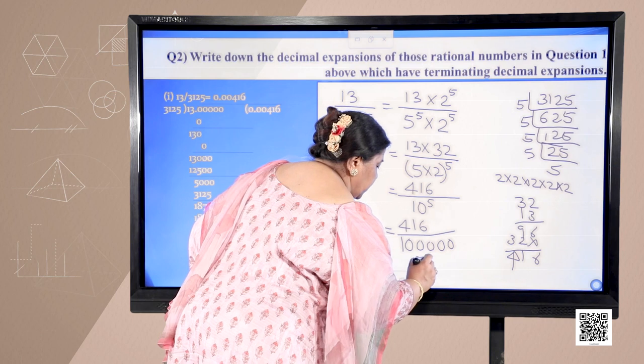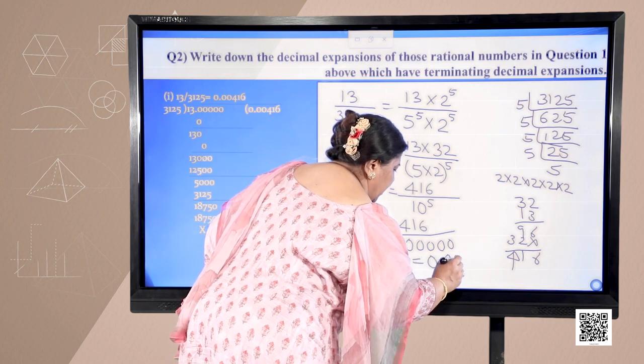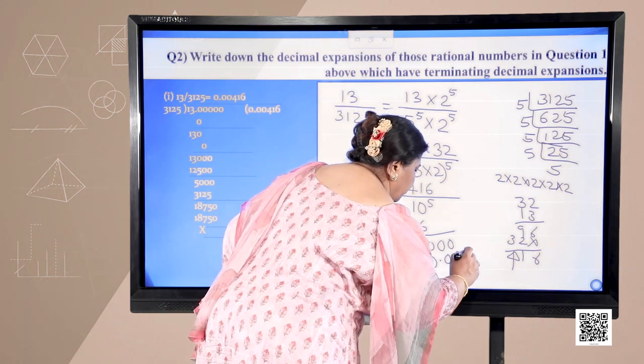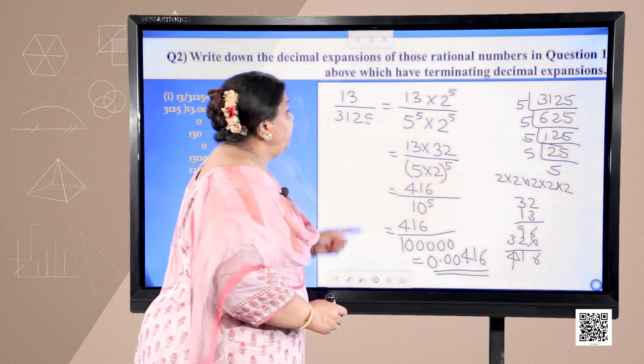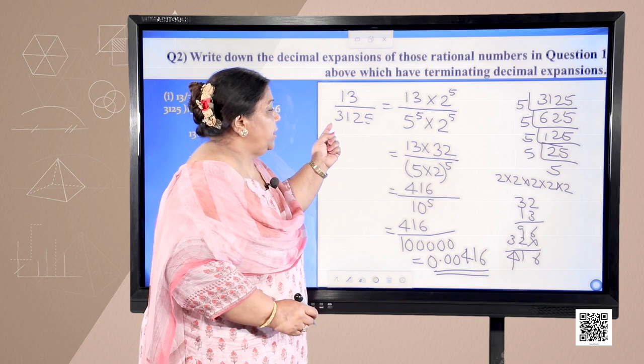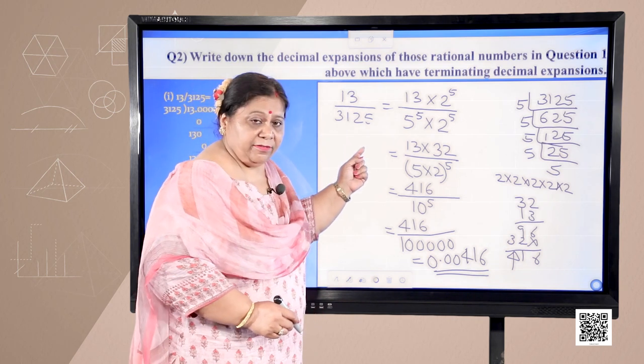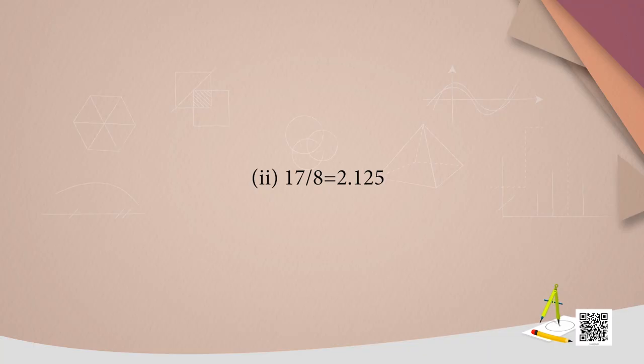It's easy to express now in the form of decimals. You have 2 zeros and 416. So, this is the decimal expansion of 13 upon 3125. I hope it is clear. Let us do the next part.